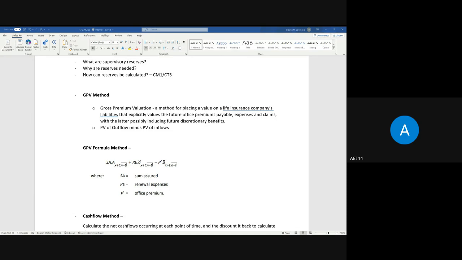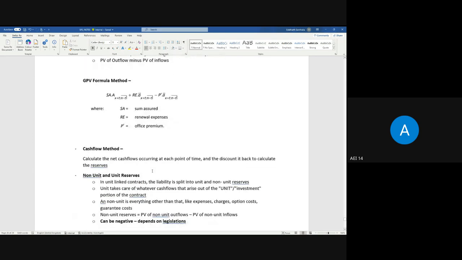Now the second method of calculating your GPV is the cash flow method. There's not a lot of hocus-pocus around it, just a fancy way that you calculate your net cash flow at each point of time in the future. So instead of considering each outflow and inflow in isolation, you calculate your net cash flow at each point of time. You do expected claims plus expected expenses minus expected premiums at each time in the future. Then you have your net cash flow at each time period. Then you discount that using whatever interest rate you have assumed in your valuation basis.